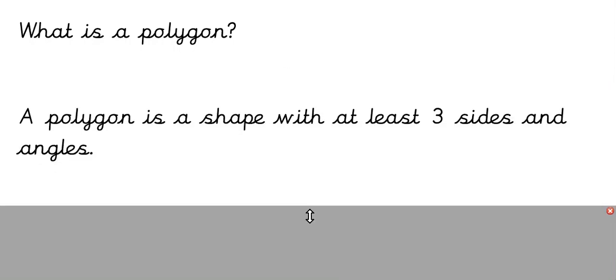So, first of all, just have a think for a few moments. What is a polygon? Have a think for a few moments. You will have come across this term before, but you may not have used it more widely. Okay, so a polygon is a shape with at least three sides and angles. So for example, a triangle is a polygon, a pentagon is a polygon, okay? It's a shape with at least three sides and angles.